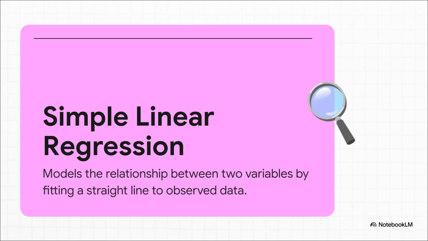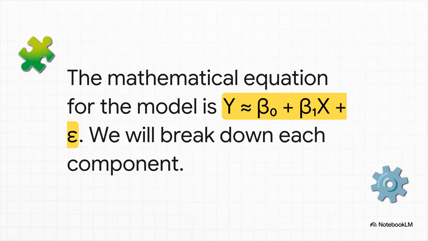At its heart, it's a method that takes a whole bunch of scattered data points, like the education and income for tons of different people, and finds the single, best-fitting, straight line that cuts right through them to show us what's really going on. And here it is.